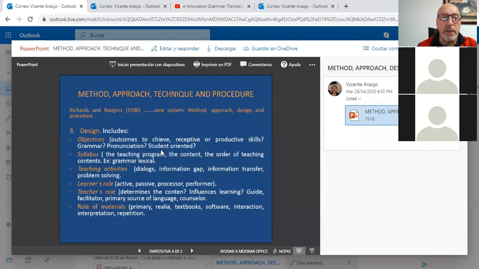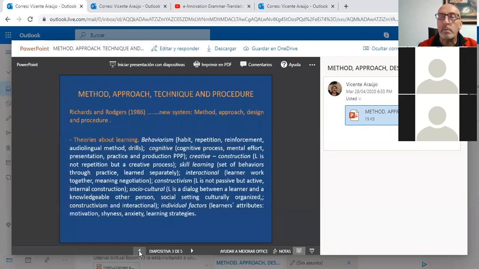For example, the cognitive theory. This theory states that learning is a cognitive process. It's a process that occurs in our mind and that requires a mental effort. It is not just a habit or a repetition. No, it's a complex process that occurs in your mind and that requires mental effort.